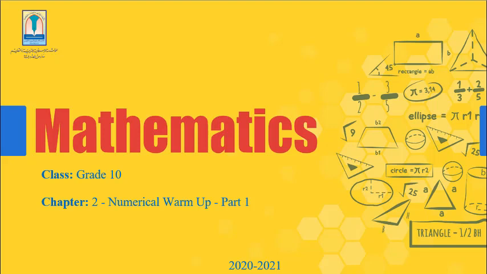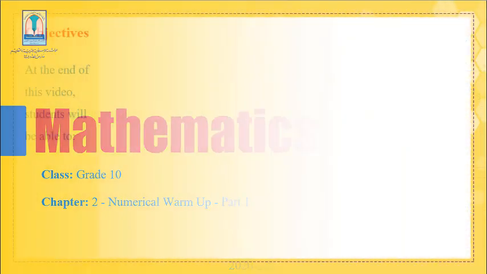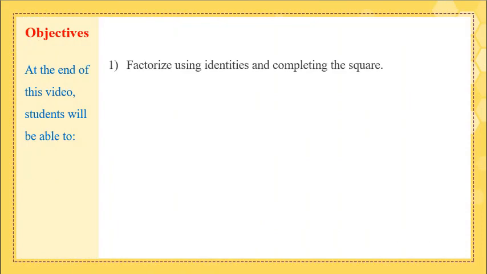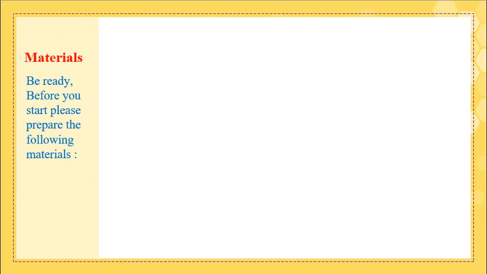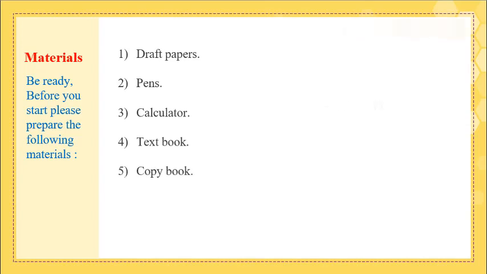We will start now Chapter 2 in our textbook, Numerical Warm-Up, and this is Part 1 of this lesson. Objectives: factorize using identities and completing the square. Define and use the sets of numbers N, Z, Q, and R. Materials: we need draft papers, pens, calculator, textbook, and copybook.